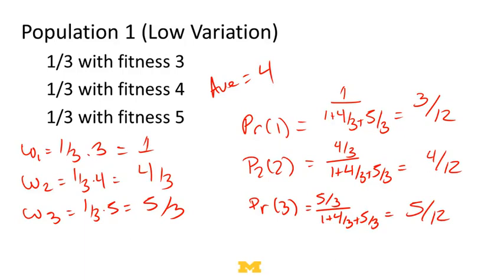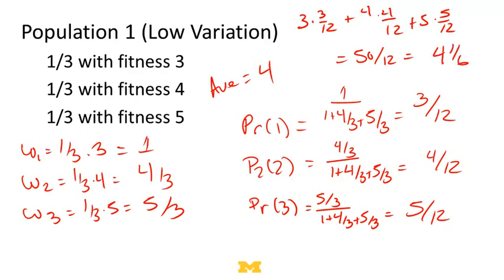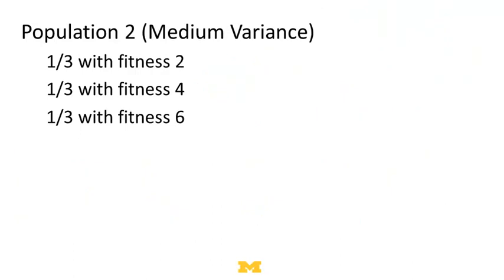Now if we figure out what our new average fitness is going to be, that's going to be 3 times 3/12 plus 4 times 4/12 plus 5 times 5/12. So what we're going to get is 9 plus 16 plus 25, which is 50 over 12, which if we divide through is going to be 4 1/6. So what we get is we started out with an average fitness of 4, we end up with an average fitness of 4 1/6.